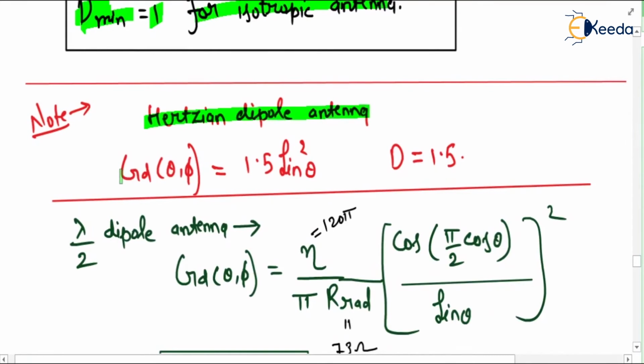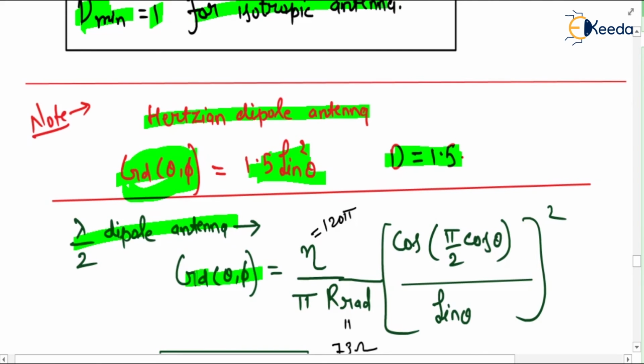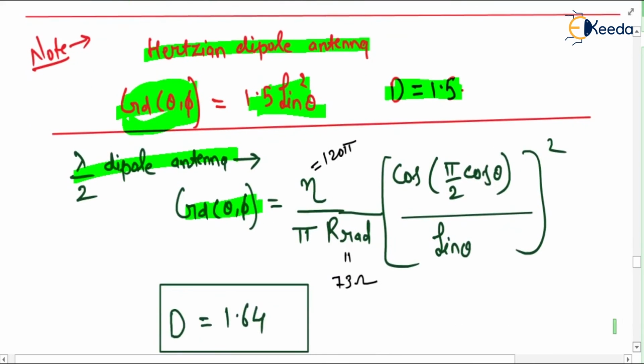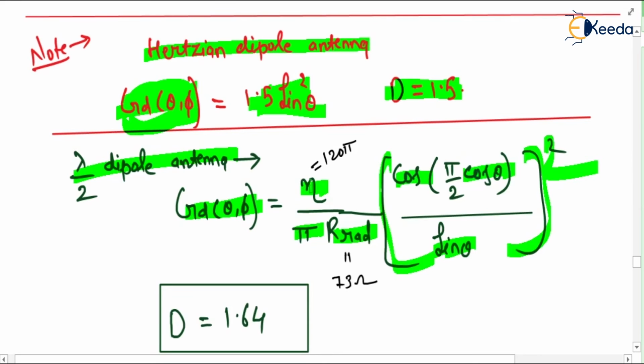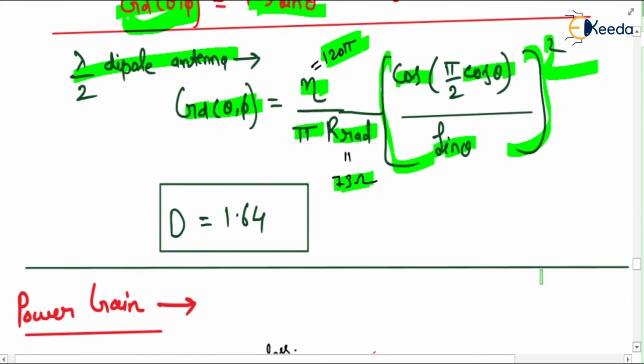Now for the Hertzian dipole antenna, the directive gain GD(theta, phi) is 1.5 sin square theta, and the directivity is 1.5. For a lambda by 2 dipole antenna, the directive gain GD(theta, phi) is eta upon pi into radiation resistance into the square of cos(pi by 2 cos theta) divided by sin theta, where eta is 120 pi for free space, and radiation resistance is 73 ohm. When we solve it, we get directivity 1.64.